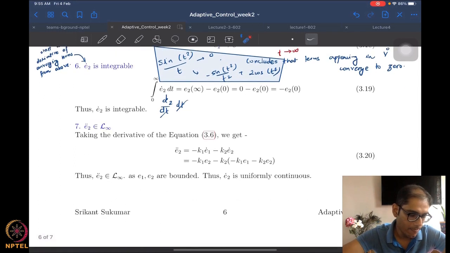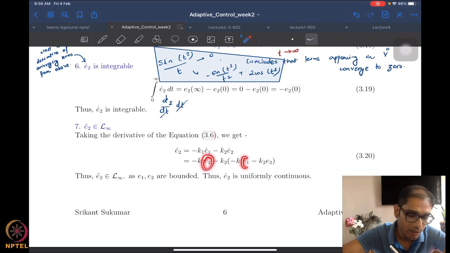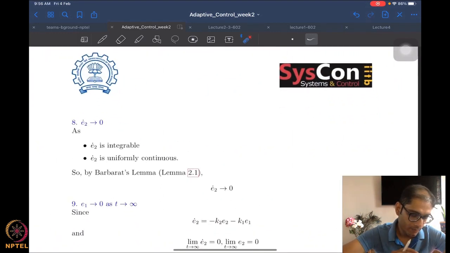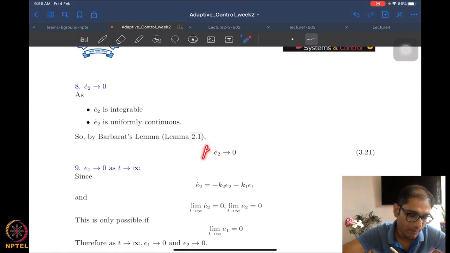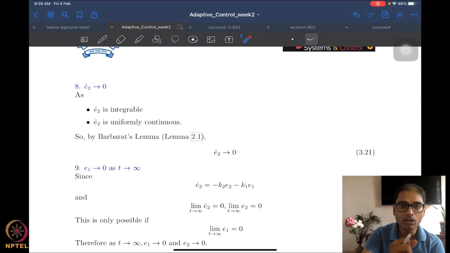Excellent. And in the next stage, we prove that E2 dot is uniformly continuous by taking its derivative and showing that it's bounded. This is also very easy. I can take many derivatives further. This will always be bounded, because you'll always get terms in E1 and E2, which are already known to be bounded. Okay, excellent. So with Barbalat's lemma, we have proven that the derivative of E2 also goes to zero. We've taken a nice formal procedure to prove that, after we've proven that E2 goes to zero, E2 dot also goes to zero. We didn't just conclude it just like that.